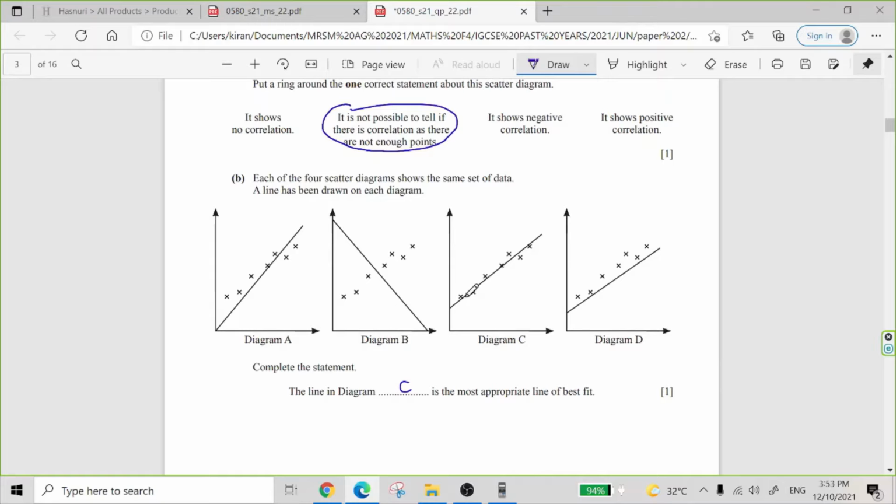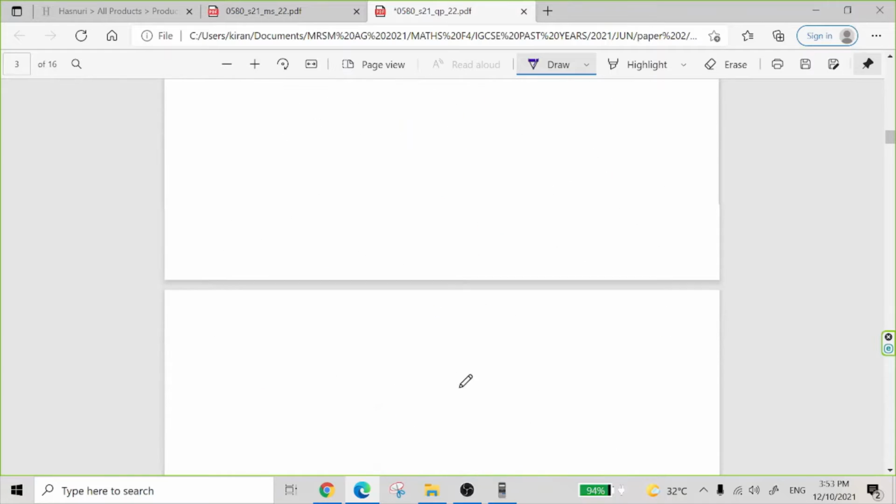We can see for diagram C, the line goes through the most points, and then the leftover points above we have 1, 2, and below the line we also have 1, 2. So it means that it balances. Okay, that is for question number 5.